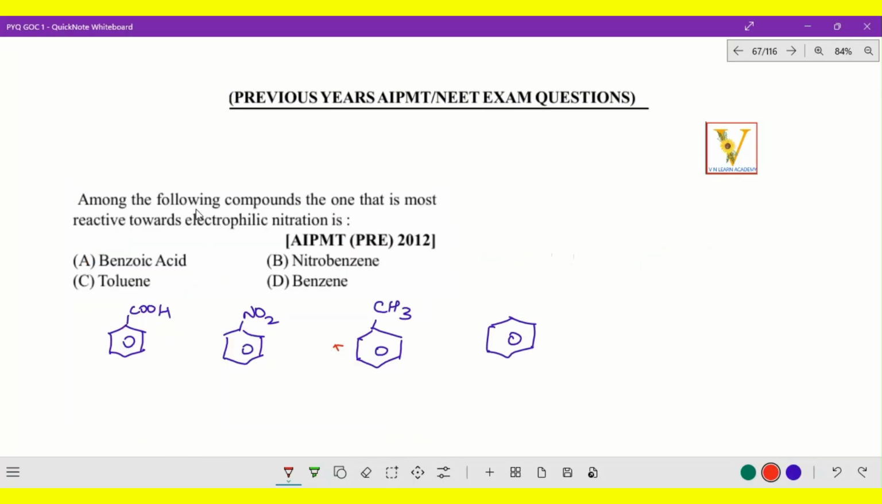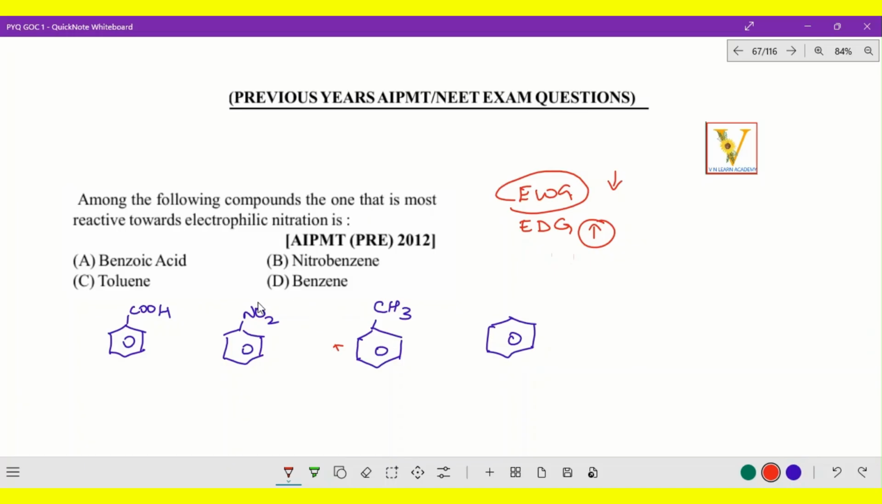The next question: among the following compounds, which is the most reactive towards electrophilic nitration: benzoic acid, nitrobenzene, toluene, and benzene? Here, consider electron withdrawing groups and electron donating groups. An electron donating group increases the electron density and makes the benzene ring highly reactive towards electrophiles, whereas an electron withdrawing group decreases the electron density and deactivates the benzene ring.